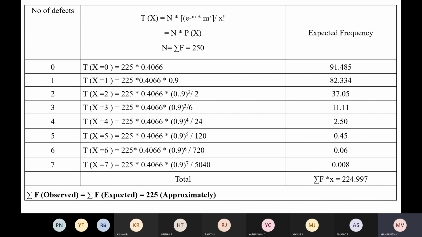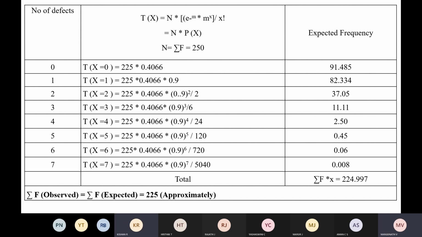After this, you can copy the problem and then write down that is t of x is equal to 0, t of x is equal to 1, t of x is equal to 2, 3, 4, 5, 6. T of x is equal to 1.